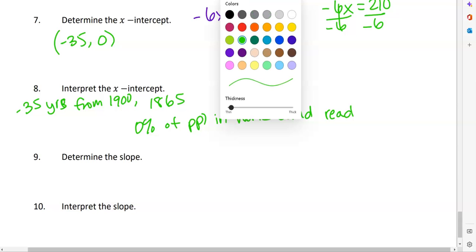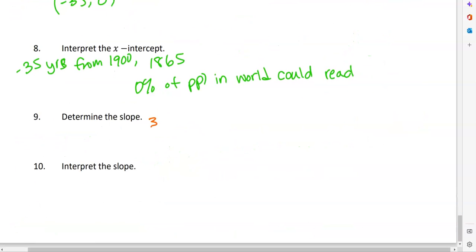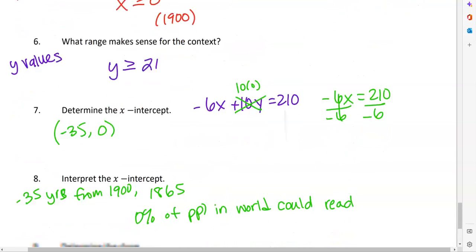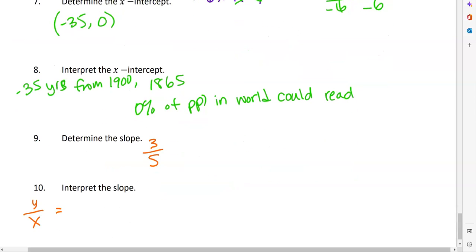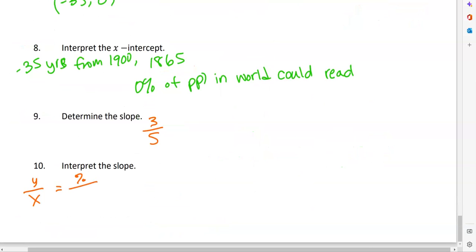All right, well, I should already have that somewhere, shouldn't I? I believe I got it when I made it y equals mx plus b. What was our slope? 3/5. Good. Interpret that. Okay, so remember, it's y over x. So percent is what, my y values? Percent is y, x is years. Okay, so what did you say? Oh, switch that. For every, yeah. No, you're good.